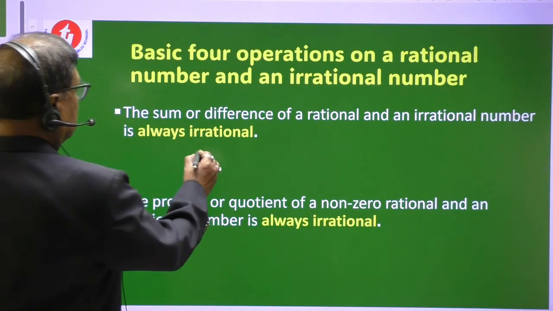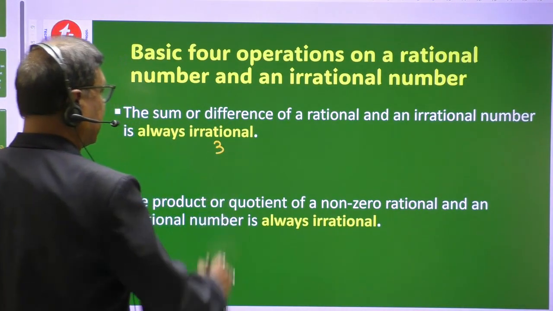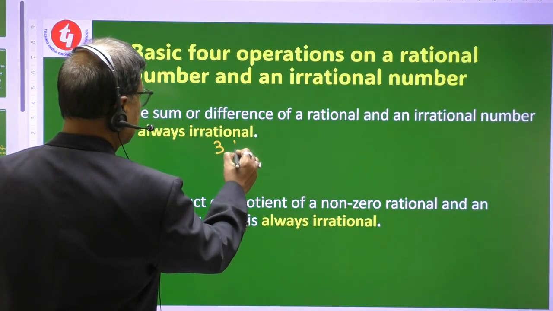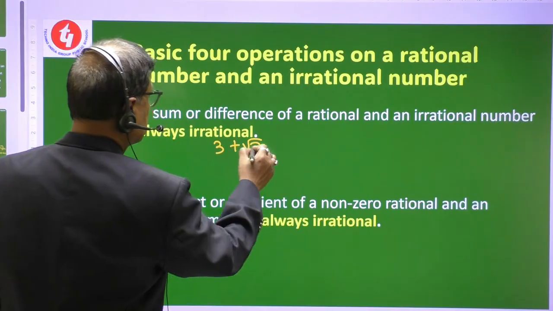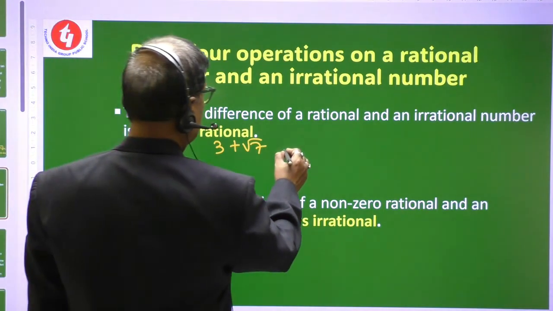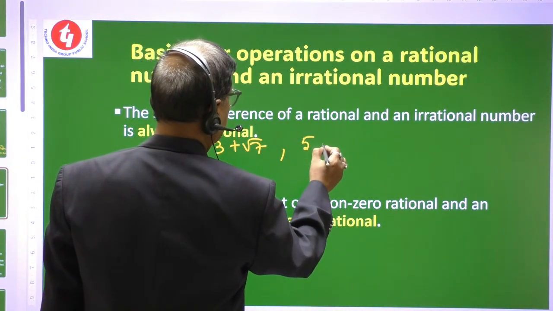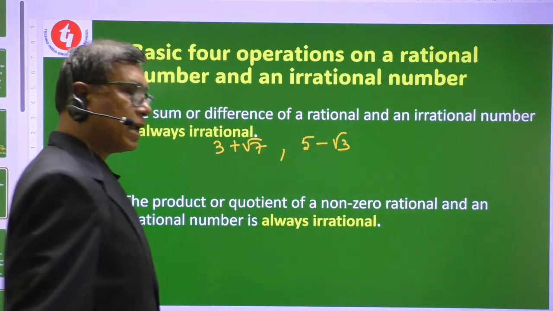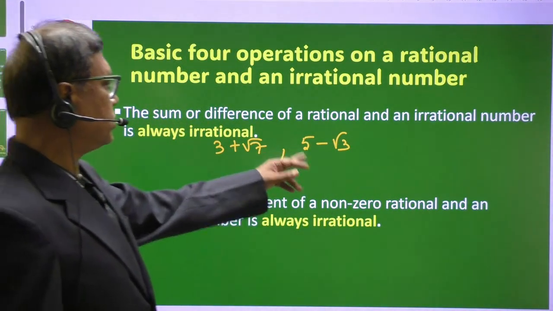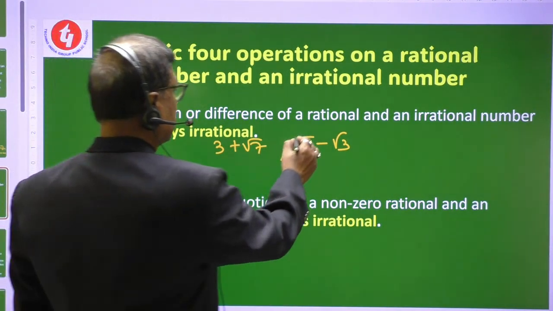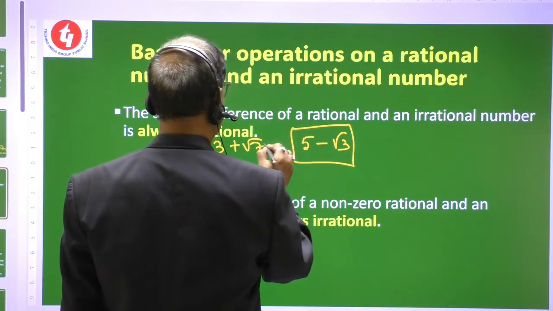So if I take one rational number, say 3, and one irrational number, say root 7, and if I add them, 3 plus root 7, it is an irrational number. Similarly, say 5 minus root 3. 5 is a rational number and root 3 is an irrational number. So 5 minus root 3, the whole thing, is also an irrational number.